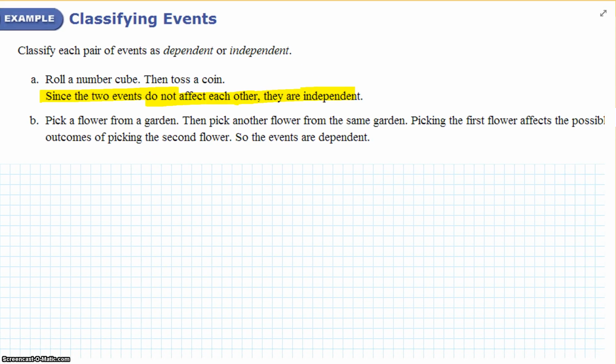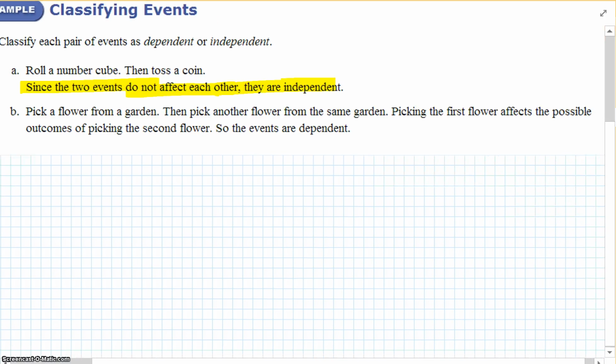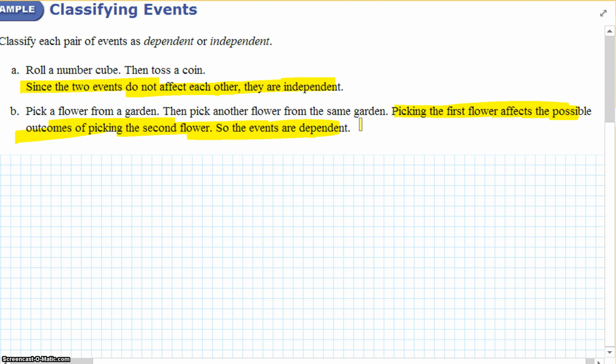Pick a flower from a garden and then pick another flower from the same garden. Well, since picking the first flower affects the possible outcomes of picking the second flower, they are dependent events. Okay?